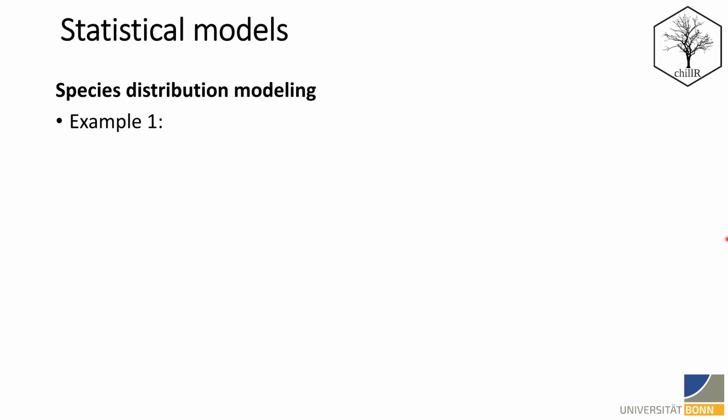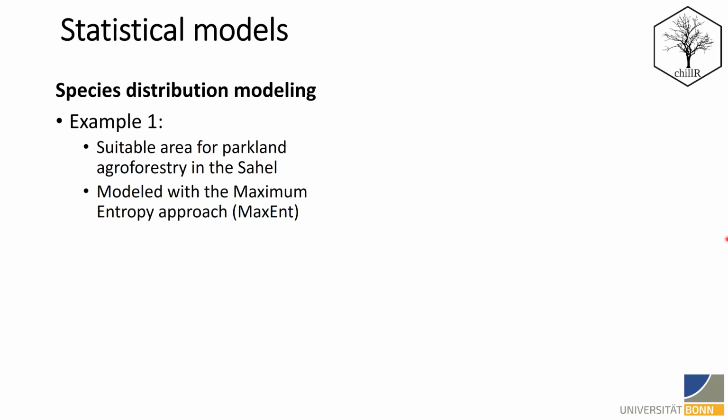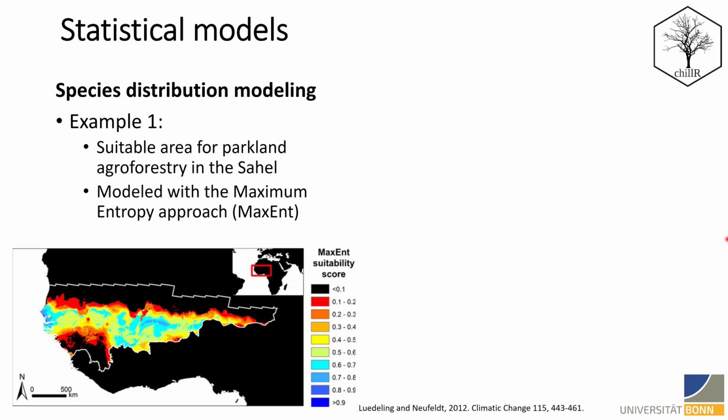Some quick examples from my own work here. I once tried to map the suitable area for so-called parkland agroforestry in the Sahel, for which I just used the maximum entropy approach back then, the MaxEnt technique. And basically what comes out of this is, first of all, we had locations of parklands throughout this whole region, the Sahelian region in Africa.